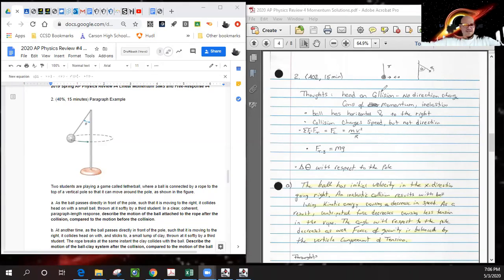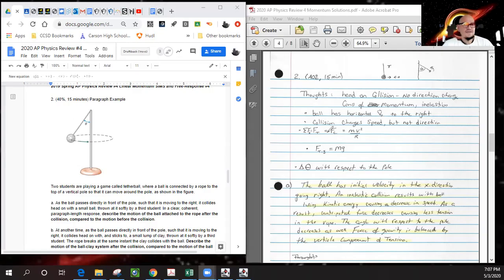It does that. Okay. Now, if it was at an angle, it would cause directional change, but it's just head-on, so it does that kind of thing. Okay. So no direction change. Conservation of momentum still applies, and it's going to be an inelastic collision. Okay, ball has horizontal velocity V0 to the right. Collision will change the speed, but not direction.